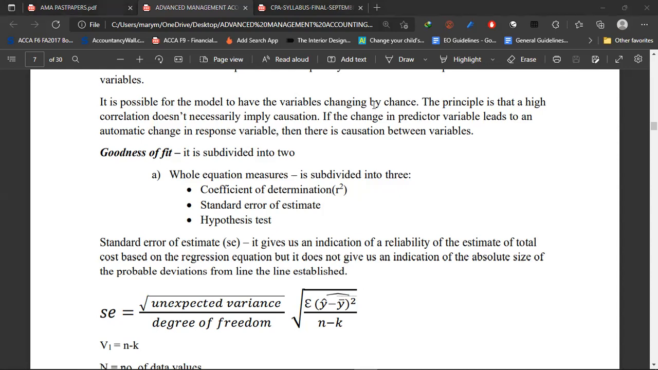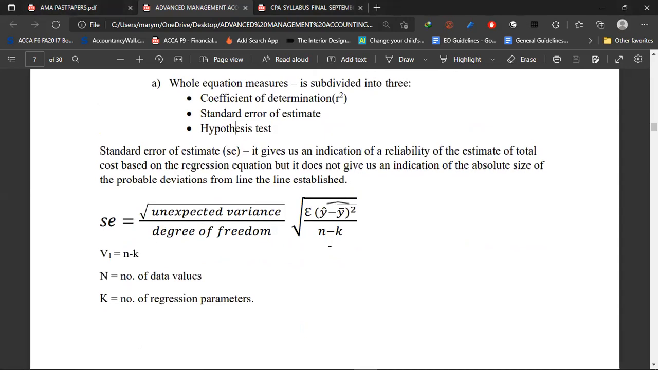Number one, we normally have the whole equation measures, which is normally subdivided into three: the coefficient of determination, the standard error of estimate, and the hypothesis testing. For the other example, we normally have the slope measure. I know very well you had a method called the correlation coefficient, which is our R. You had the F statistic test, and then we have another one called the standard error of slope. Those are the things that we are borrowing from QA, but I will not be able to engage with them.